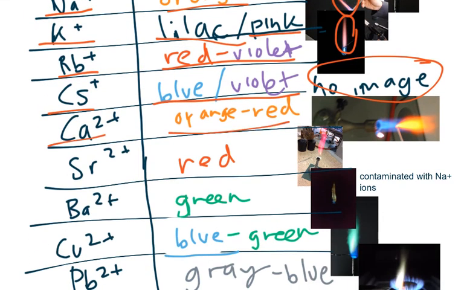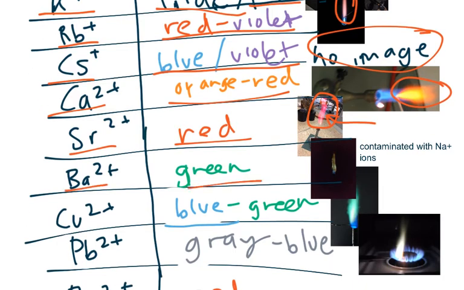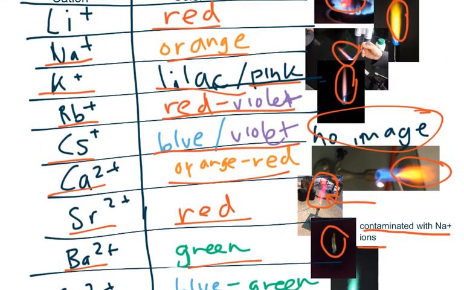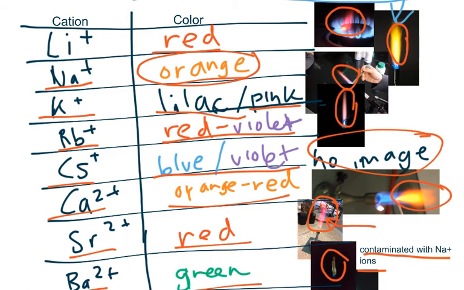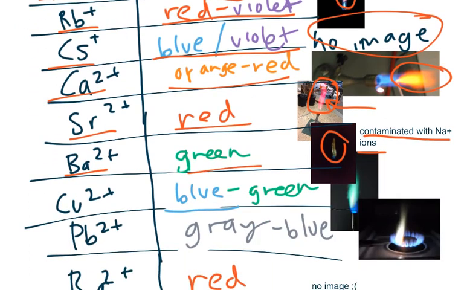Calcium 2+ will be orange-red, it will look like that. Strontium 2+ will be red, it will look like that. That's actually a pretty cool color, by the way. Barium 2+ will be green, and notice how this is not exactly green, but it has some kind of yellow in it, and this is mainly because the fire is contaminated with Na+ ions, and as you remember, Na+ produces strong orange flames, so a lot of salts are contaminated with sodium ions, and that's why they might appear yellow sometimes, and we'll talk about how to fix that soon.